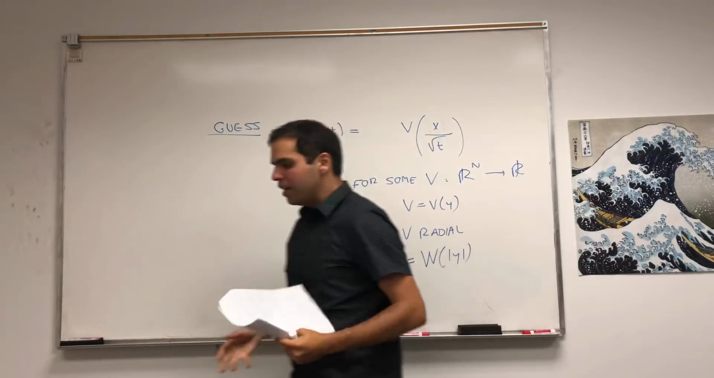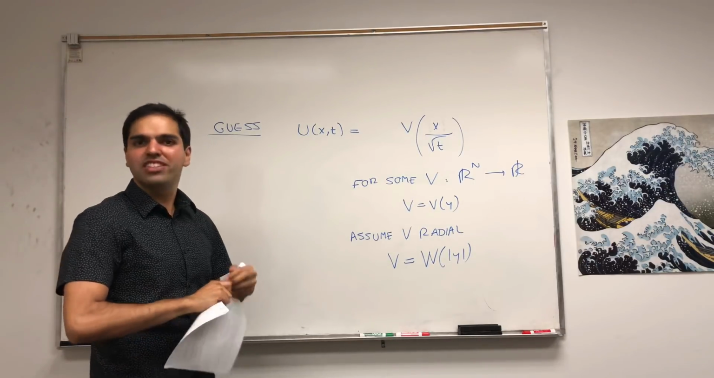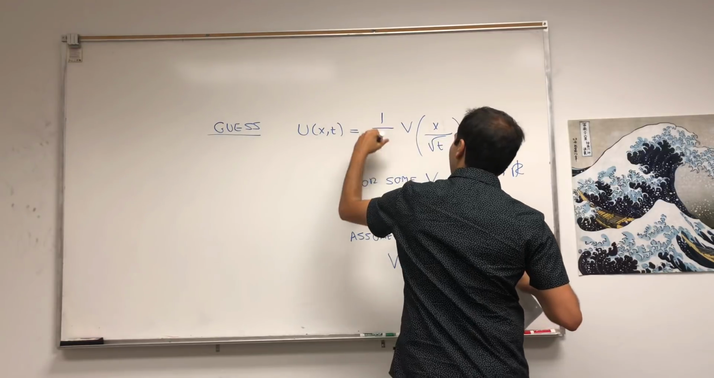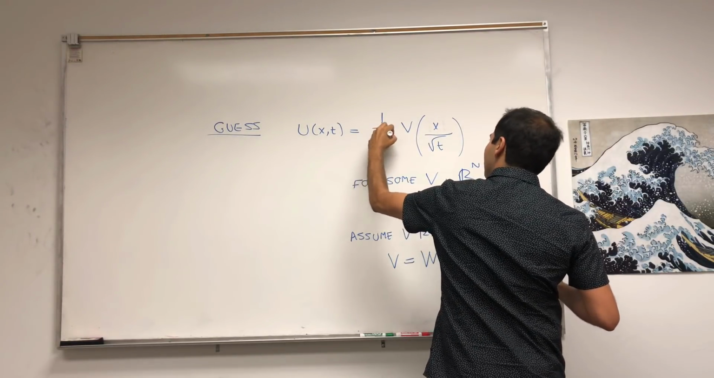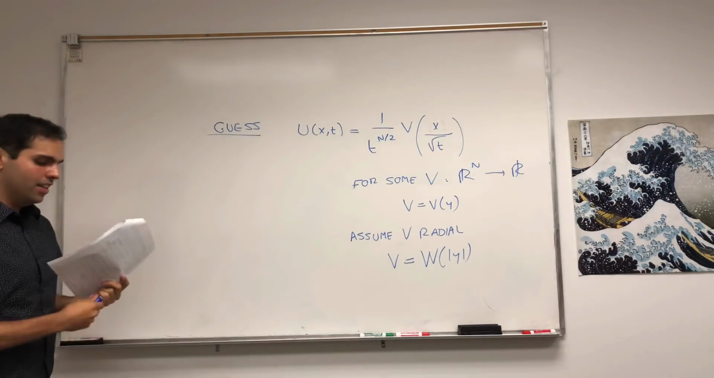And moreover, it turns out solutions to the heat equation become a little bit singular. So what I'm going to do, I'm also going to pre-multiply this by a factor of 1 over t to the n over 2.